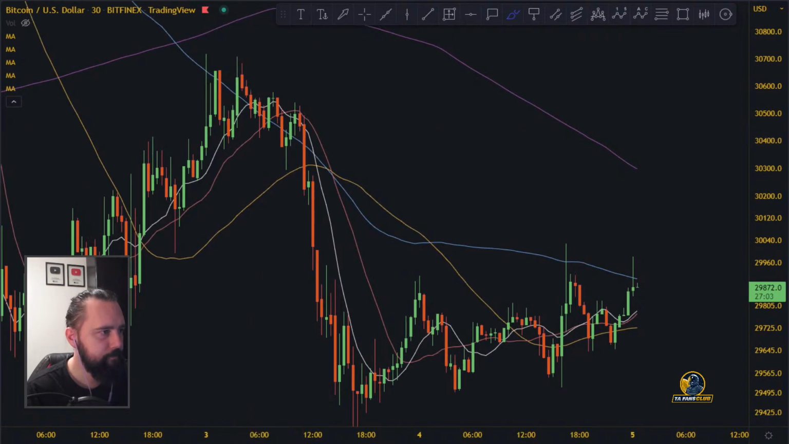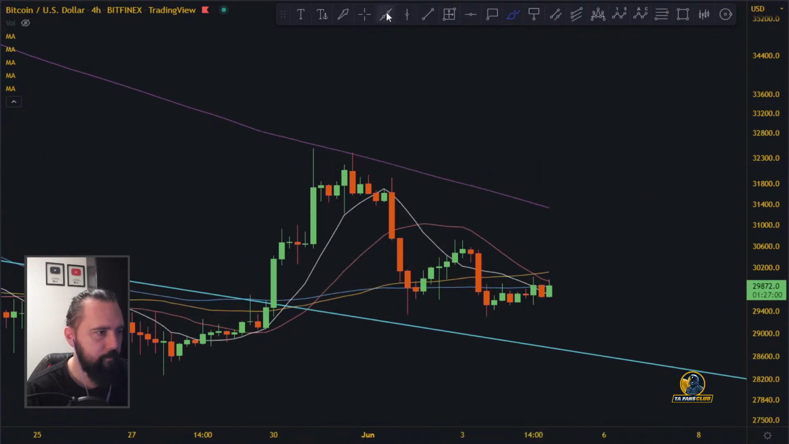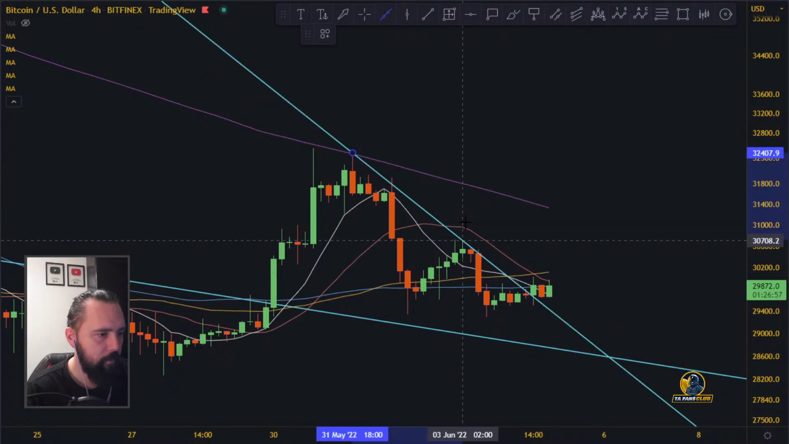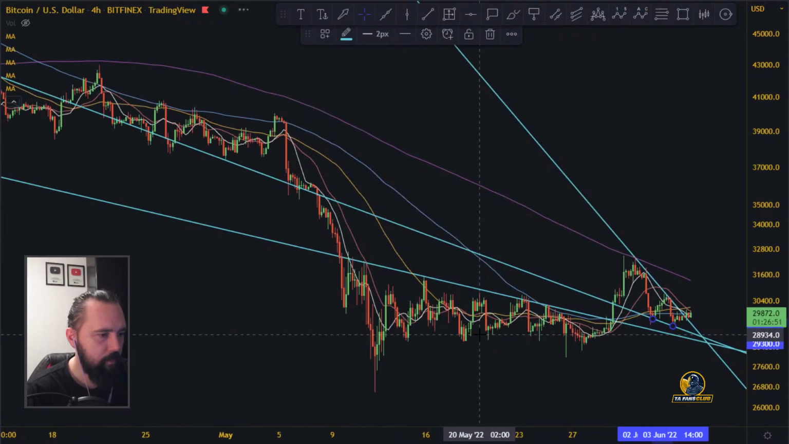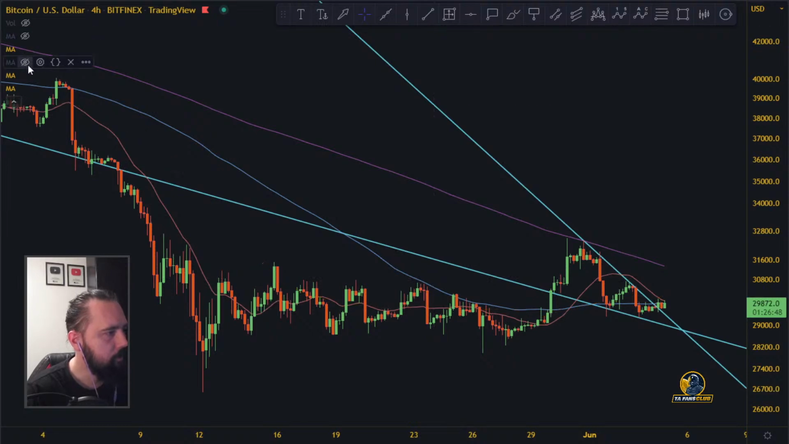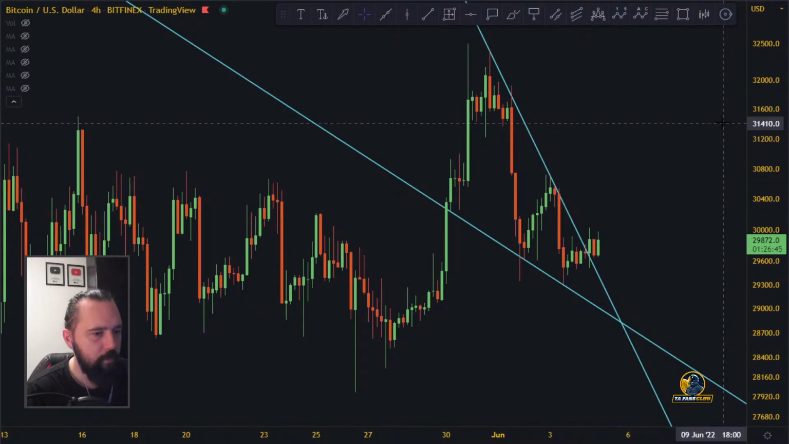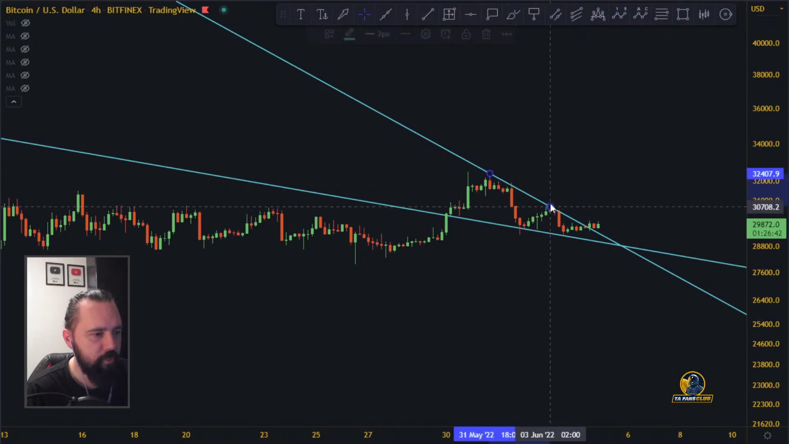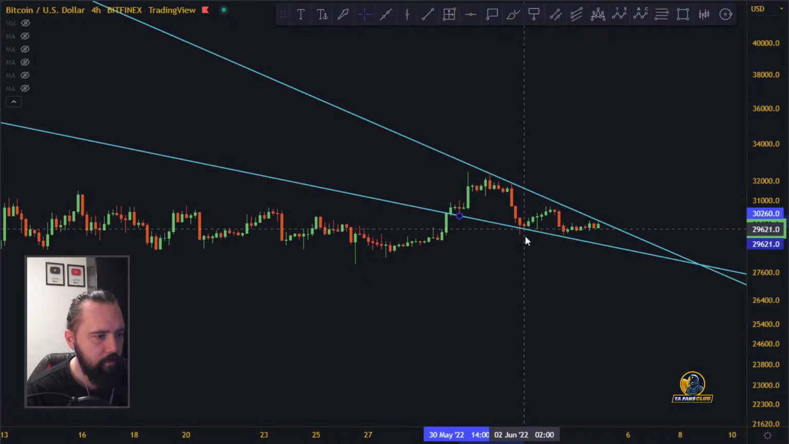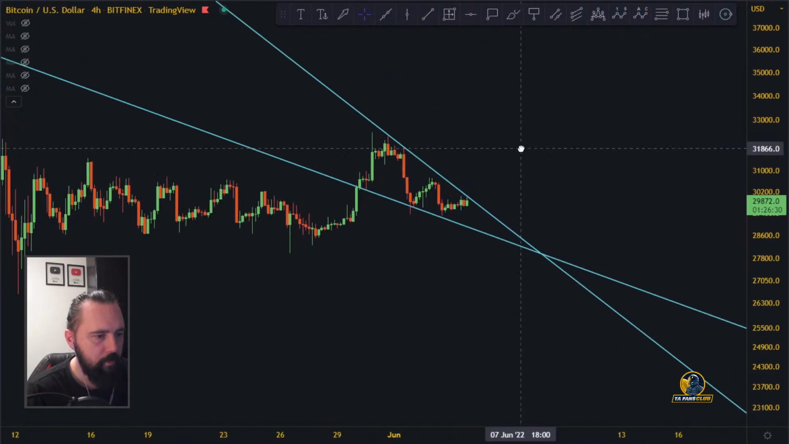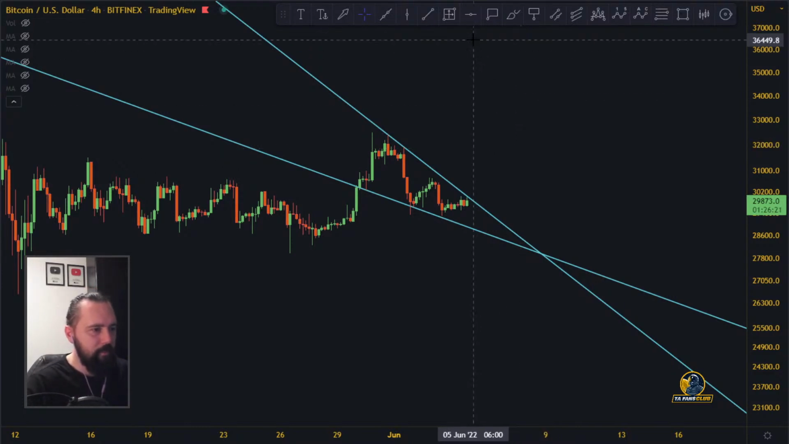Four-hour. This one, I wouldn't say this is a falling wedge, and technically it's not broken. Depends on. It is a very steep falling wedge, very weak falling wedge. Yeah, okay, that's it. I wouldn't say it's broken.